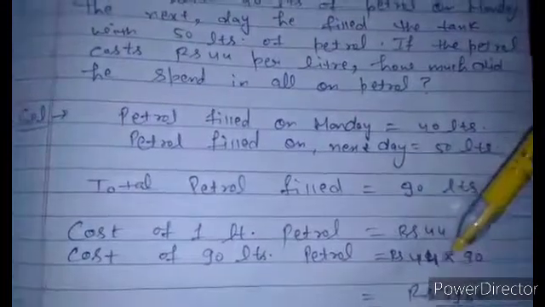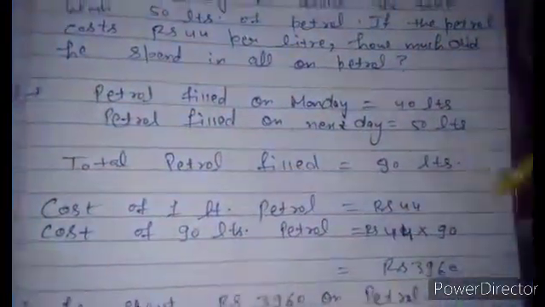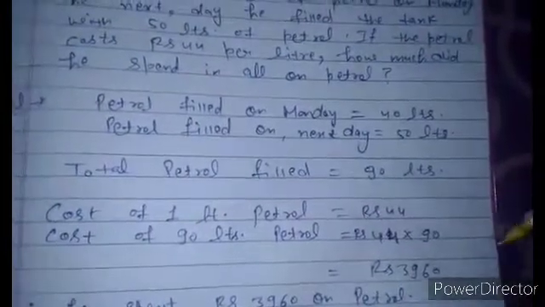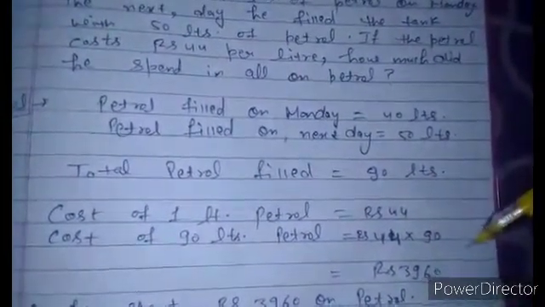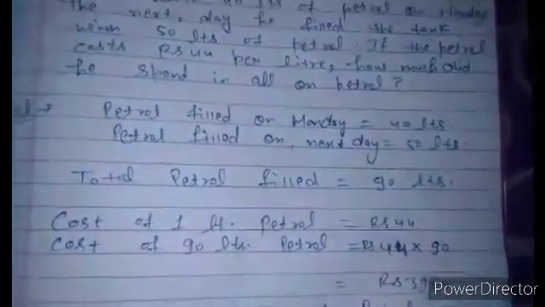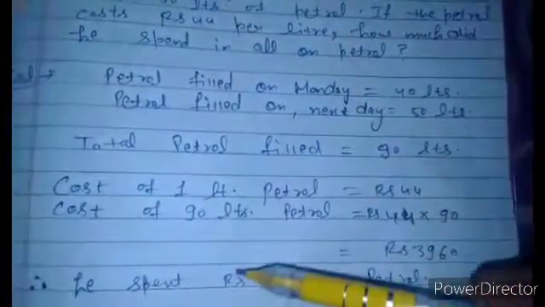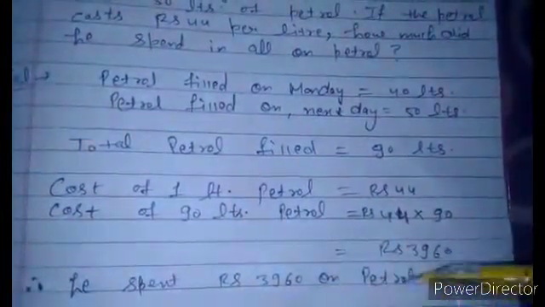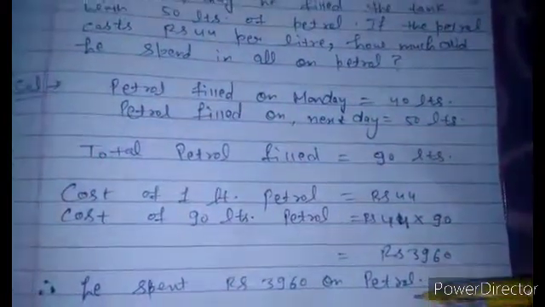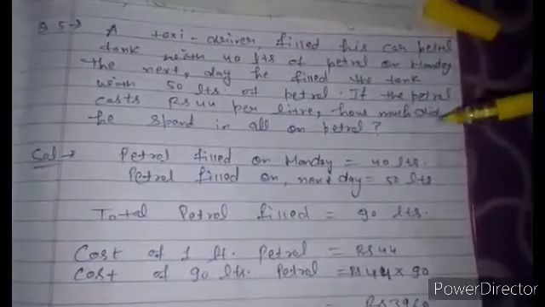For more, we multiply. So we will multiply here. On the right hand side you can show it in brackets after multiplication. You can solve also: 44 multiply with 9, and the answer will be rupees 3960. So you can write, therefore he spent rupees 3960 on petrol. Now question 6 you can try yourself. It is same as question 5.